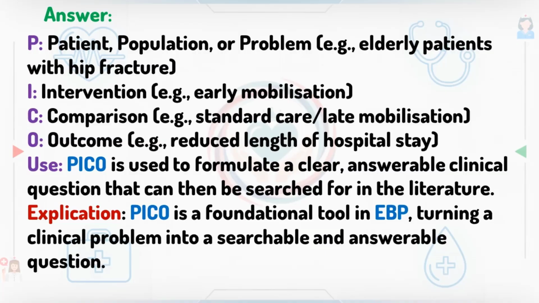Use. PICO is used to formulate a clear, answerable clinical question that can then be searched for in the literature. Explication. PICO is a foundational tool in EBP, turning a clinical problem into a searchable and answerable question.